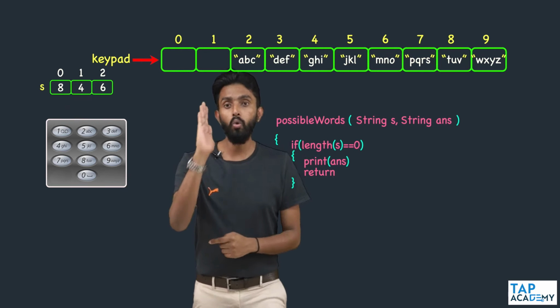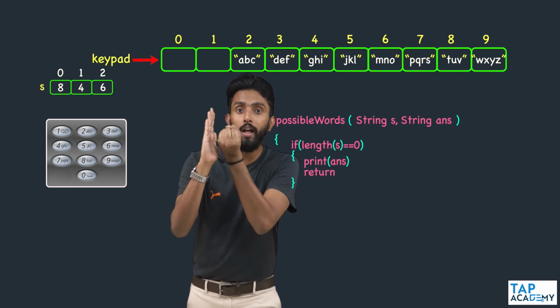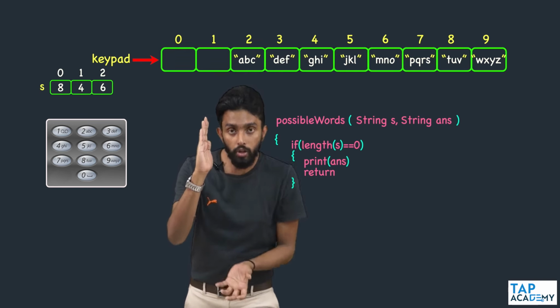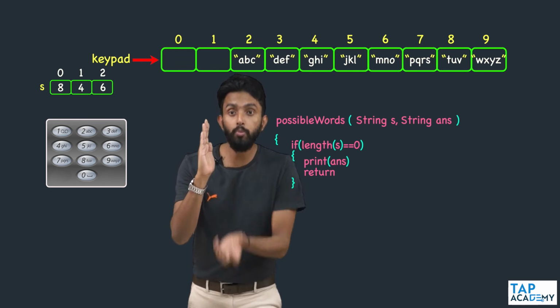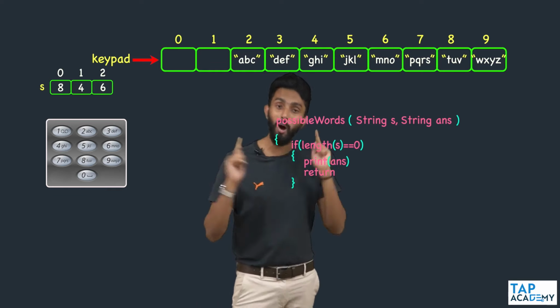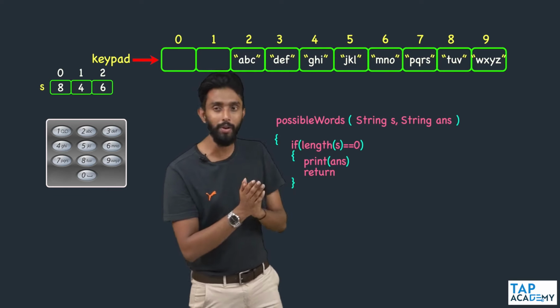And then to T, I have to attach all the combinations of 4, 6. With U, I have to attach all the combinations of 4, 6. With V, I have to attach all the combinations of 4, 6. So how am I going to do it? I have a very simple way to do this.